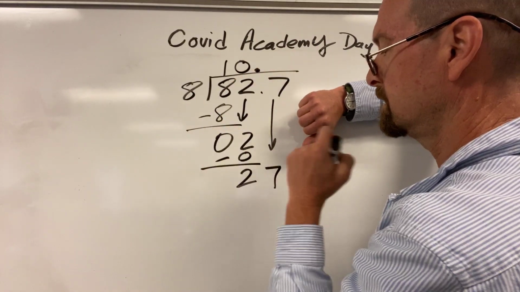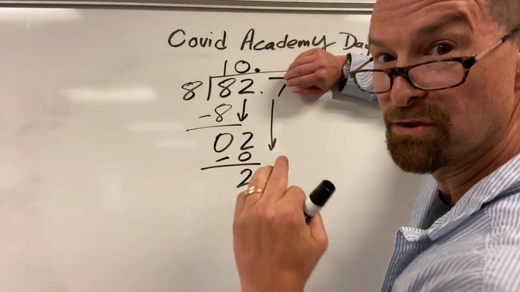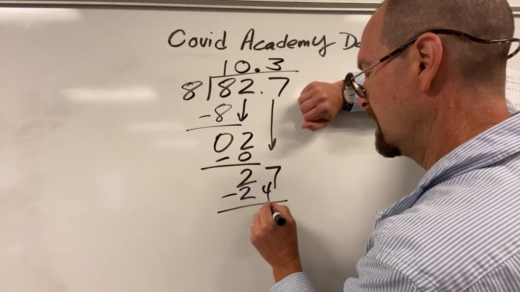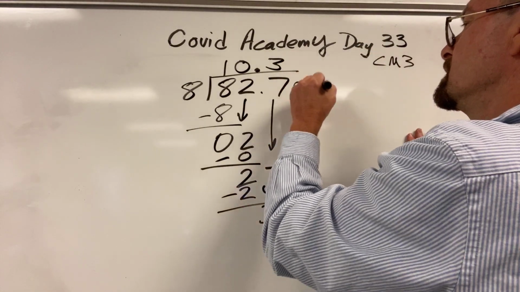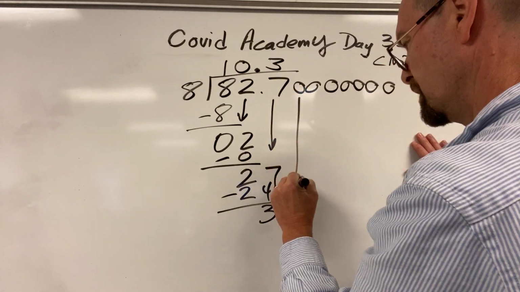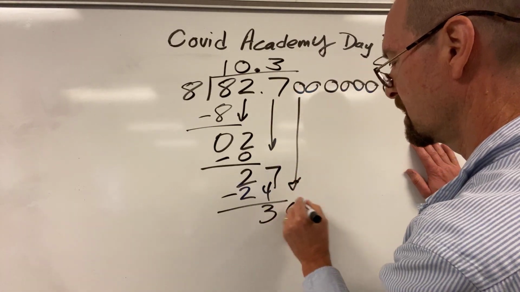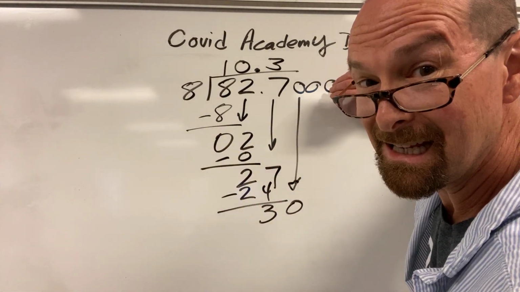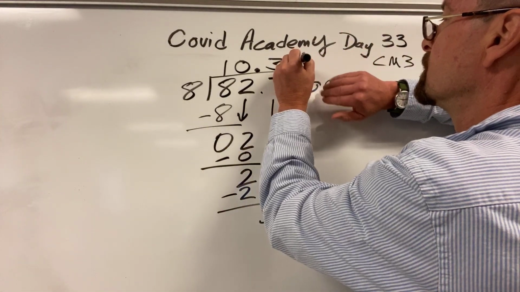How many 8s fit into 27? 3. 3 times 8 is 24. And they're down to 3. And he adds on some zeros. Why did he add that many? We don't know. He's got issues. He comes at 3, becomes a 30. How many 8s fit into 30? Ding! It's 3. 3 times 8 is 24.